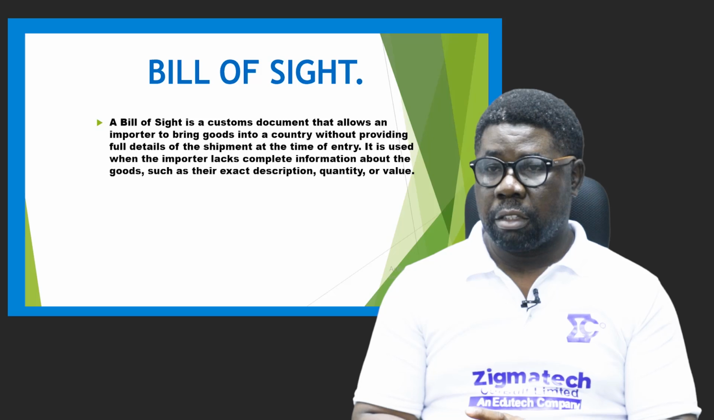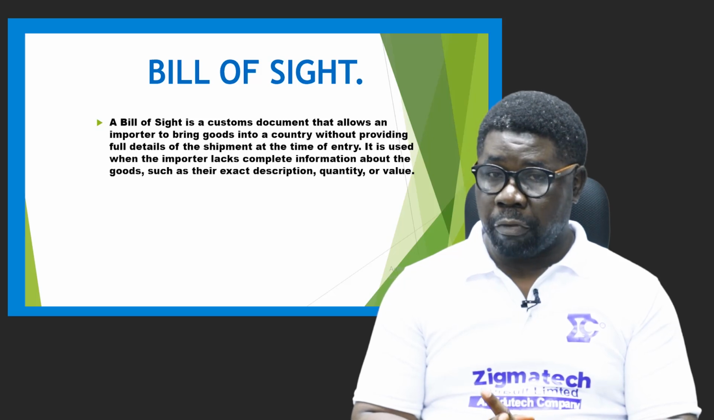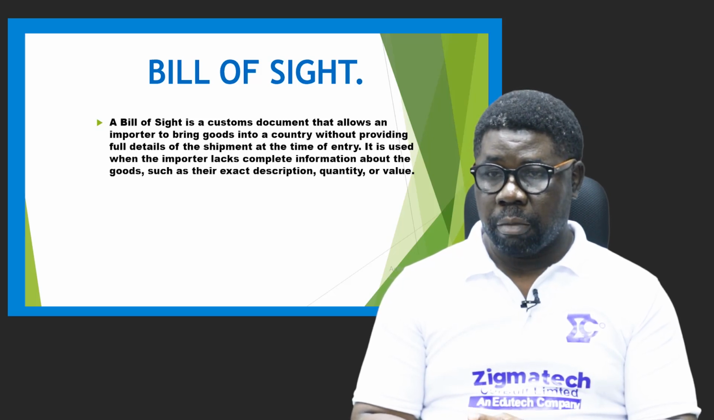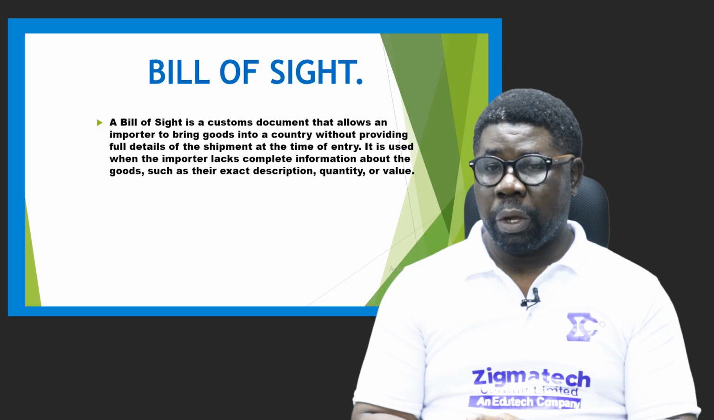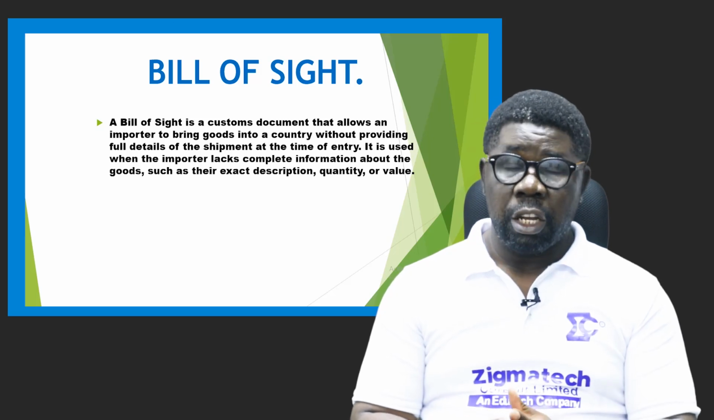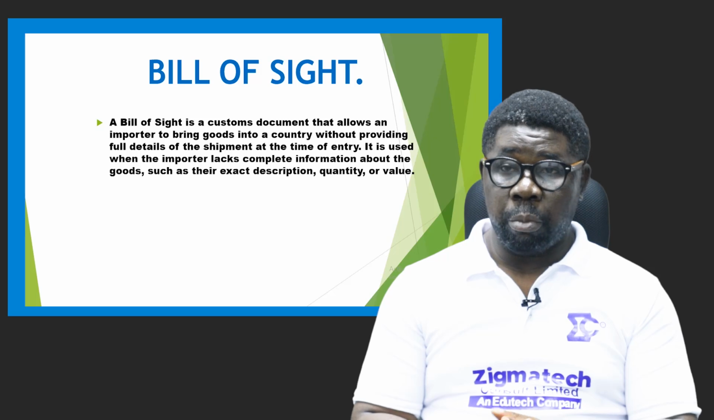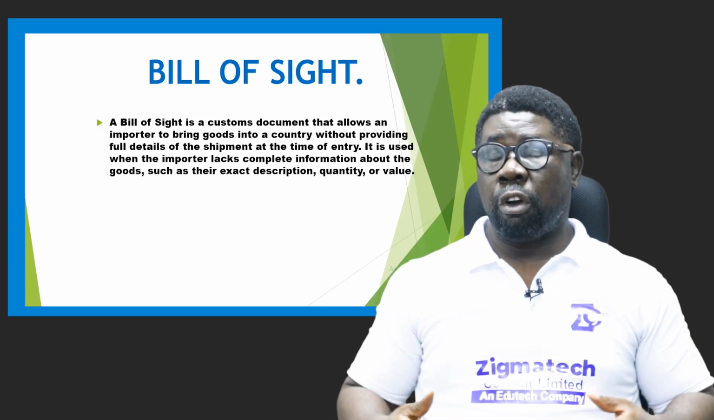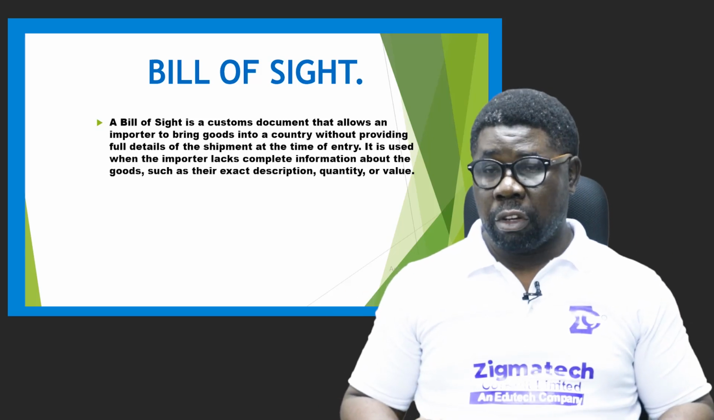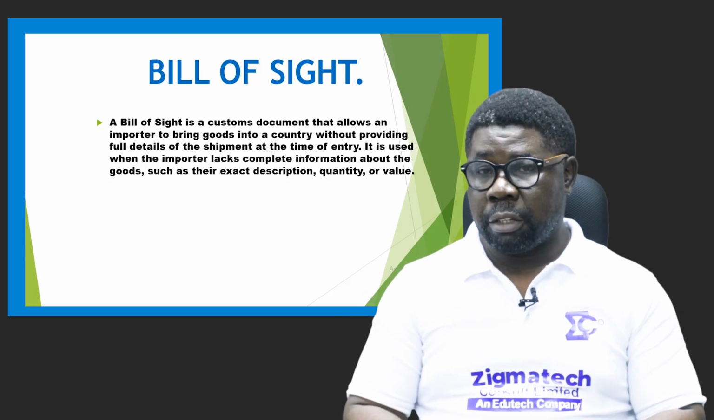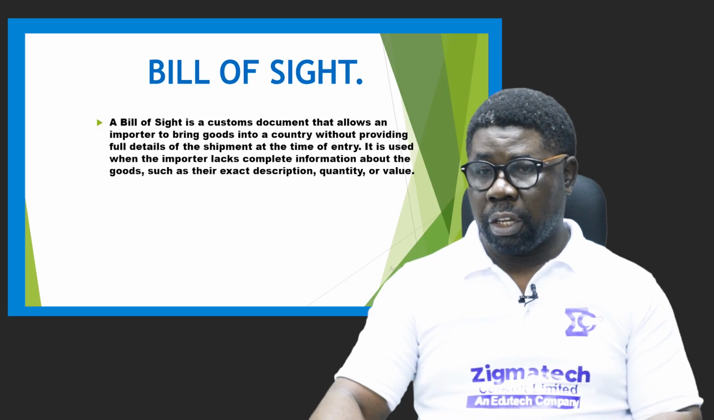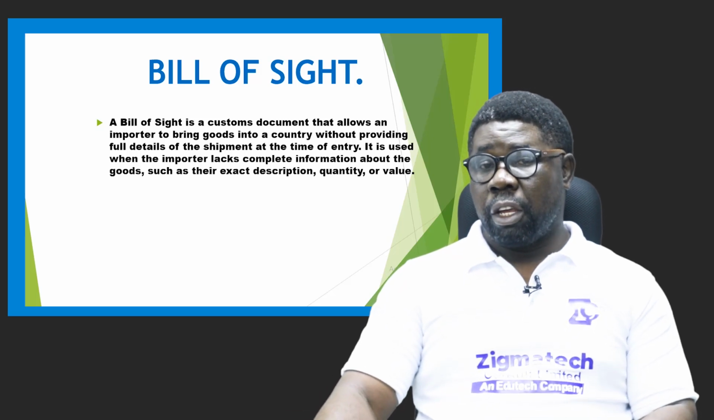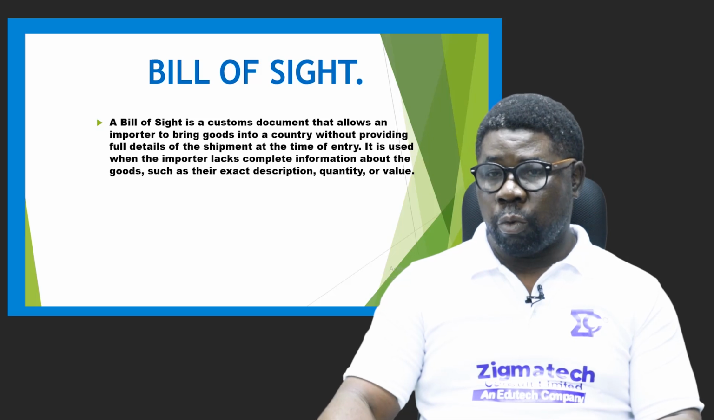provide a bill of sight to the customs authority. So it allows the importer to bring goods into the country without providing full details, all right? So it is used when the importer does not have the information that the customs might be looking for immediately. So bill of sight can be used instead. If there's a problem in the delivery of the bill of lading and other relevant documents, a bill of sight can represent the bill of lading, okay? So that's what we're saying here. So take note of this document. It's a semi-bill of lading as well, okay?